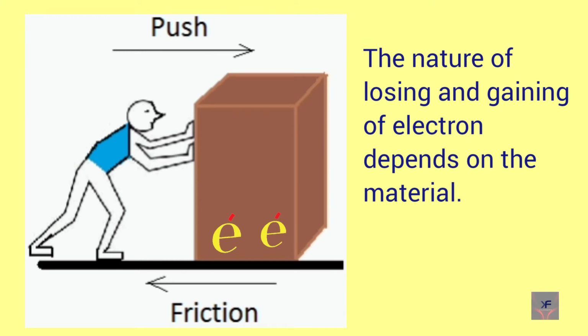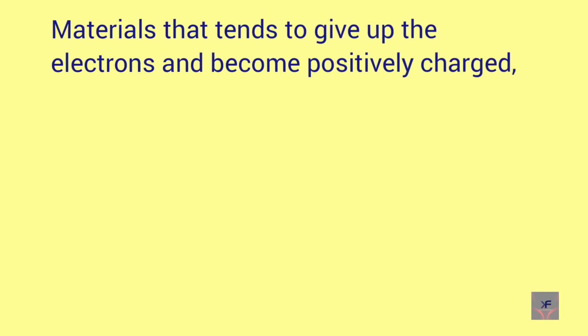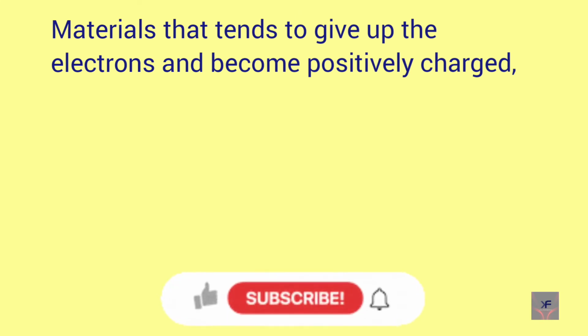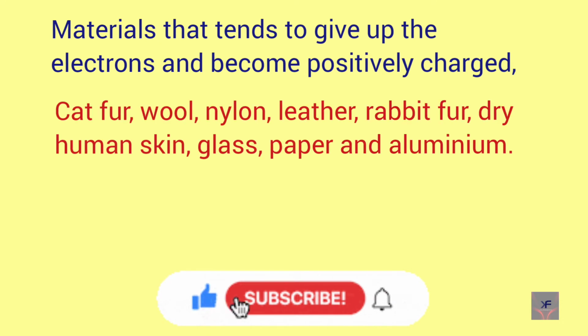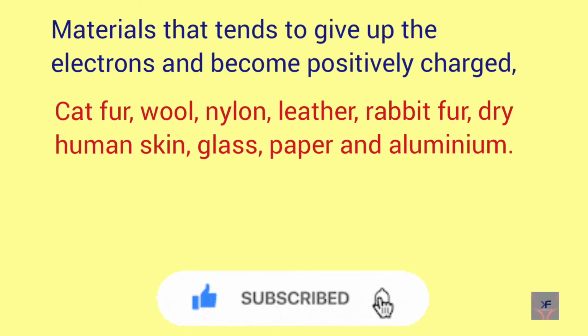The nature of losing and gaining of electrons depends on the material. For easy understanding, you can see here certain materials that tend to give up the electrons and become positively charged: cat fur, wool, nylon, leather, rabbit fur, dry human skin, glass, paper, and aluminium.